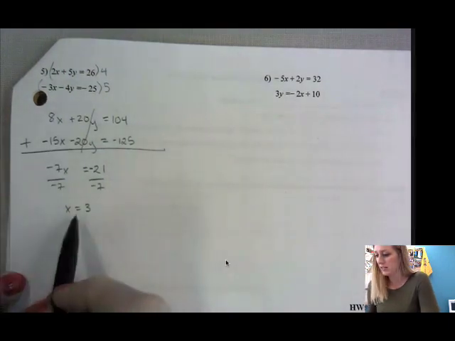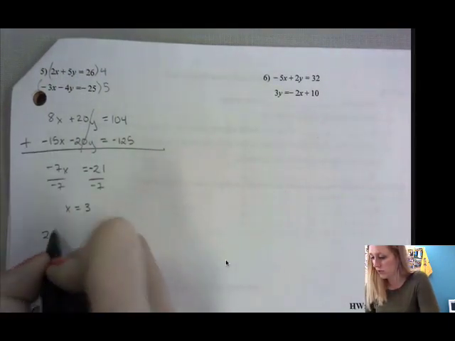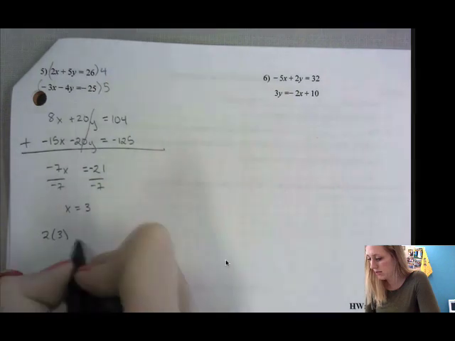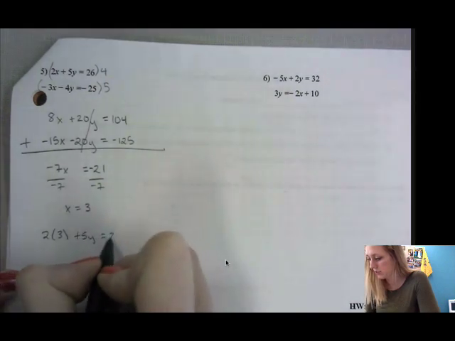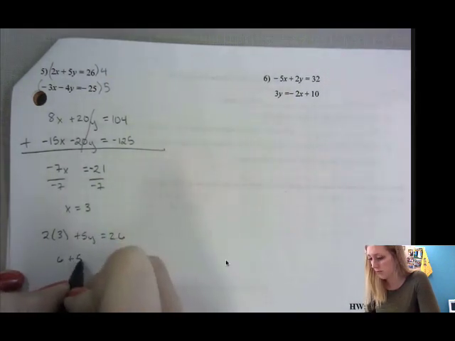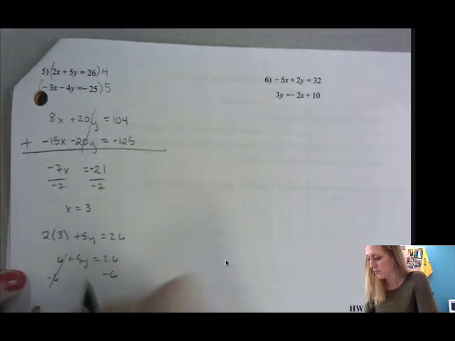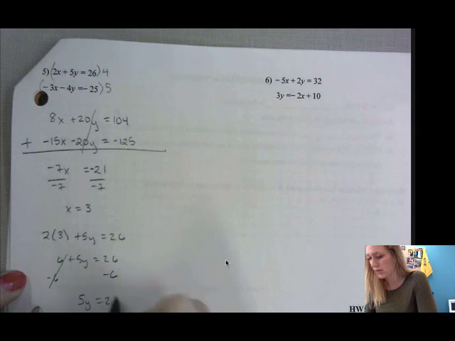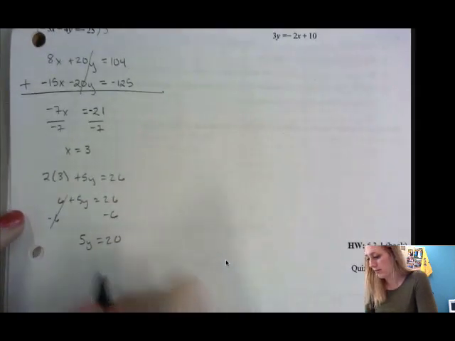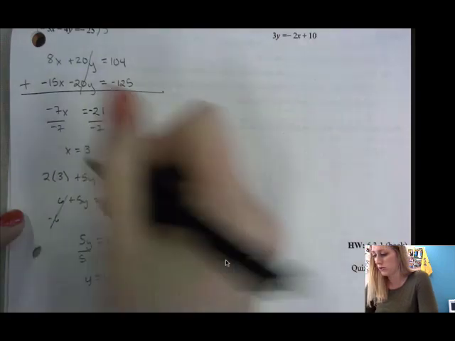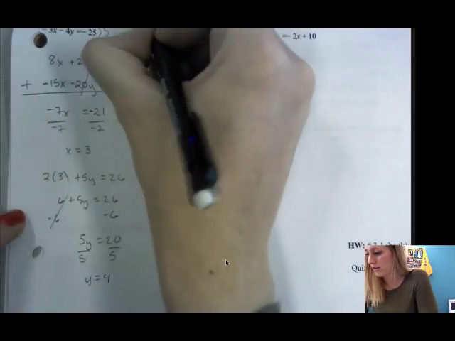Now we're going to plug our x into one of the originals, so 2 times x, or 3, plus 5y equals 26. 6 plus 5y equals 26. Subtract 6 now. 5y equals 20. And then divide by 5 to get y equals 4. So 3, 4 is my solution.